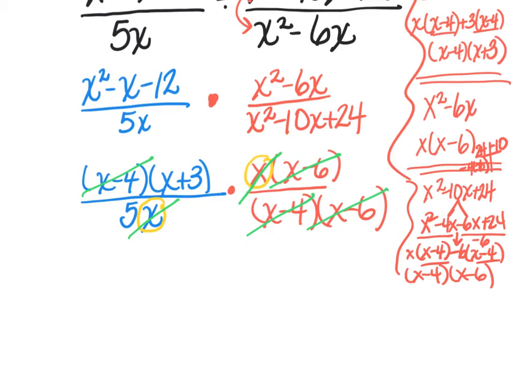So now is the squeeze step. What do I have to squeeze together? Well, in the numerator, I only have an x plus 3. And in the denominator, I only have a 5. So there's not a lot of squeezing going on there. So the quotient, which is your answer in a division problem, is x plus 3 over 5.